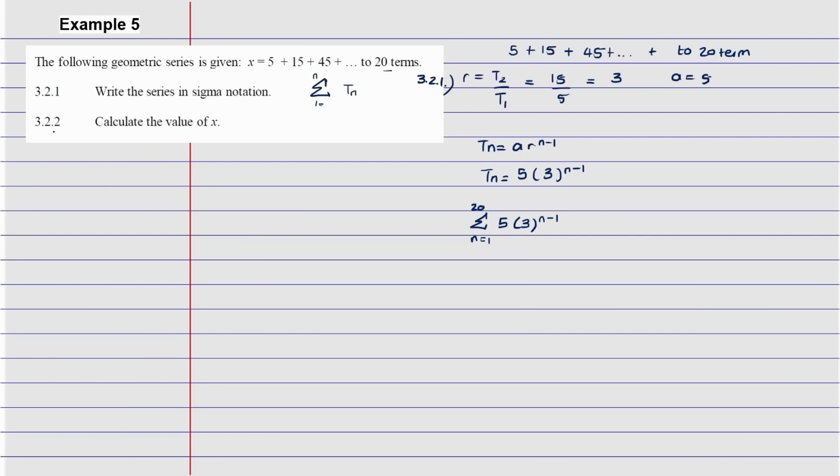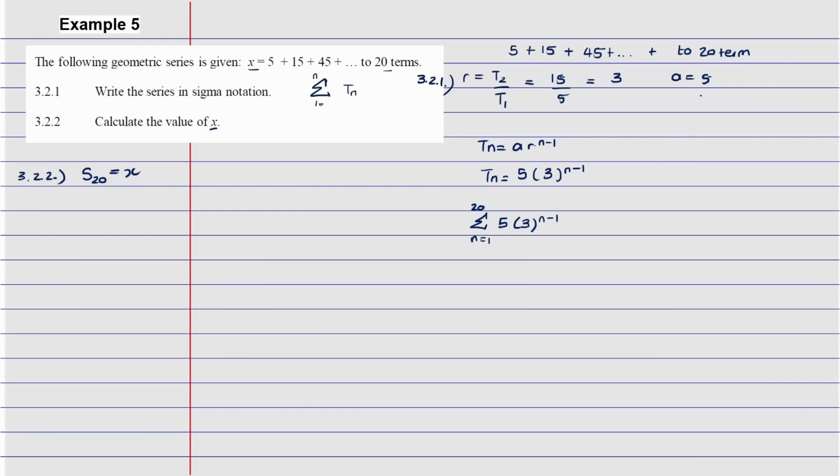Then the second question, 3.2.2, says calculate x. What is x? Do you see that x is the sum of all terms till the 20th term? So here we're looking for S of 20. That's what we're looking for. This x is equal to S of 20. I hope that makes sense, because they say x is equal to adding up the terms, which is the same as finding the sum of 20 terms.